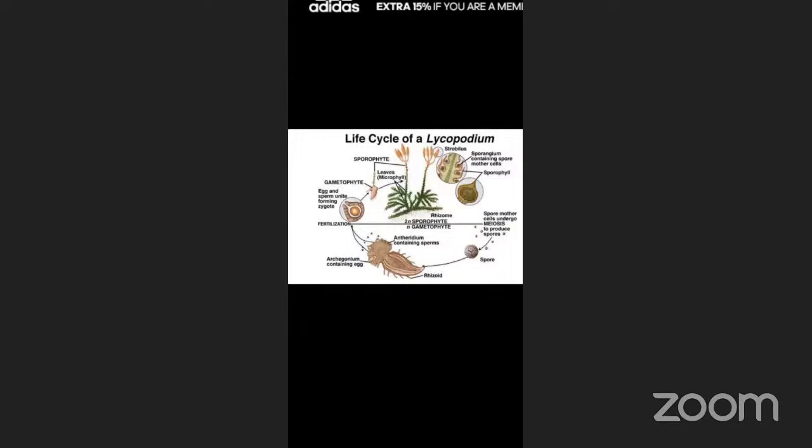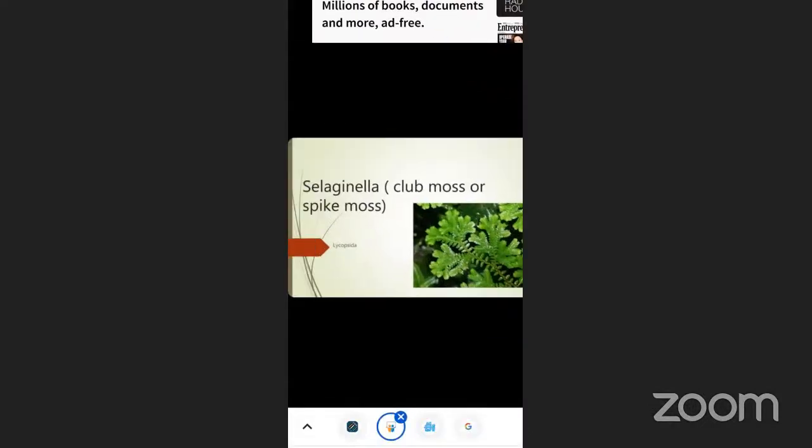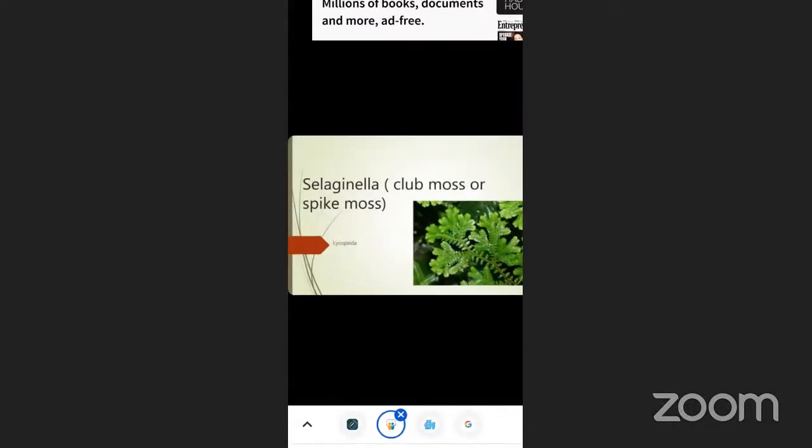Thank you. So next, coming to the Selaginella. The Lycopodium cones, the LS of the cone, they ask compulsorily in short questions. Lycopodium strobilus or cone, they are asked in short questions.